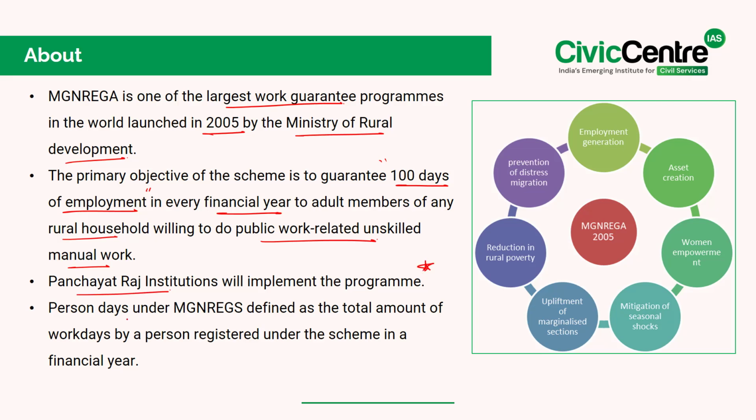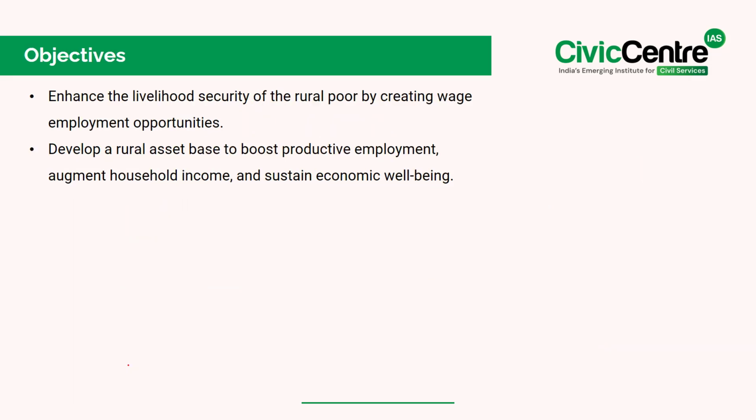Notably, the person days under MGNREGS are defined as the total number of work days by a person registered under the scheme in a financial year. Now, there are two main objectives for it. Firstly, to enhance the livelihood security of rural people by creating wage employment opportunities. And secondly, to develop a rural asset base to boost productive employment, augment household income, and sustain economic well-being.